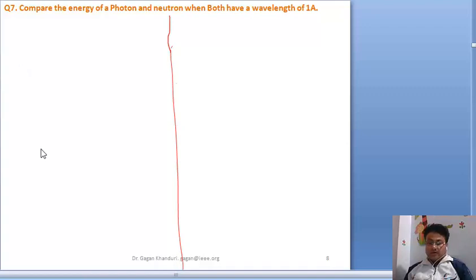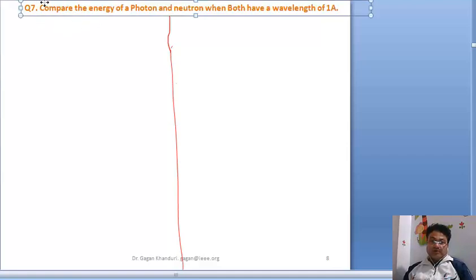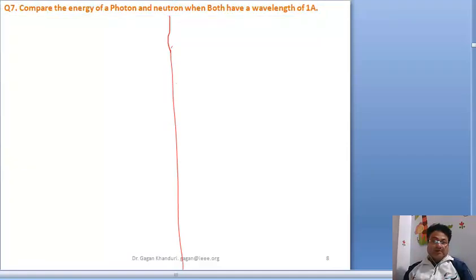Okay, welcome back. Now we are going to do one more numerical, which is based on de Broglie's wavelength and Einstein's energy relation for photon. So the question is, compare the energy of a photon and a neutron. The given is they both have a wavelength of 1 angstrom.